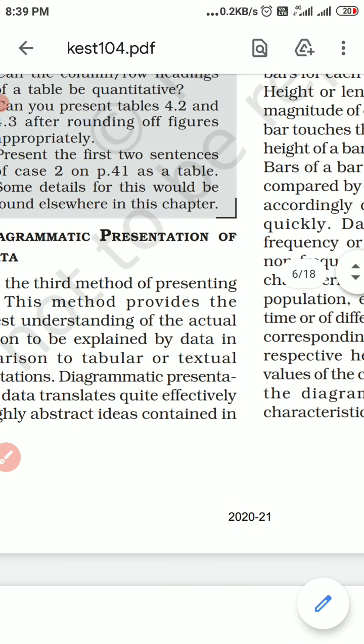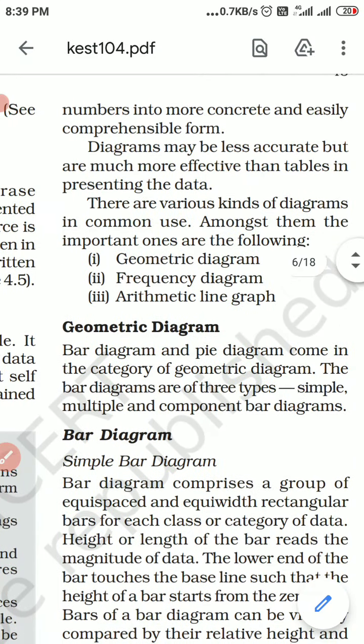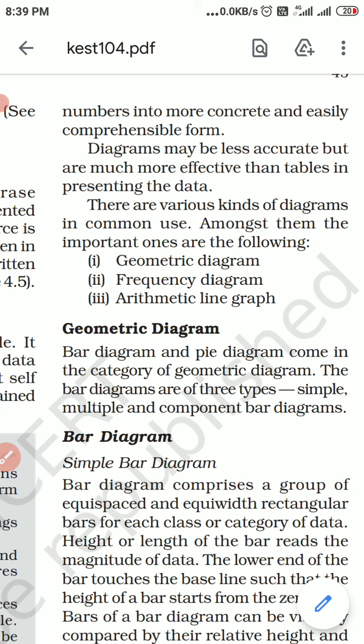So you can see in the diagrammatic presentation, first of all, in the NCERT book, you can see the main types: geometric diagram, frequency diagram, arithmetic line graph. So according to this and your syllabus, we have to focus on these main areas. Whether the information in your reference book may be more, but we have to focus on these main areas.